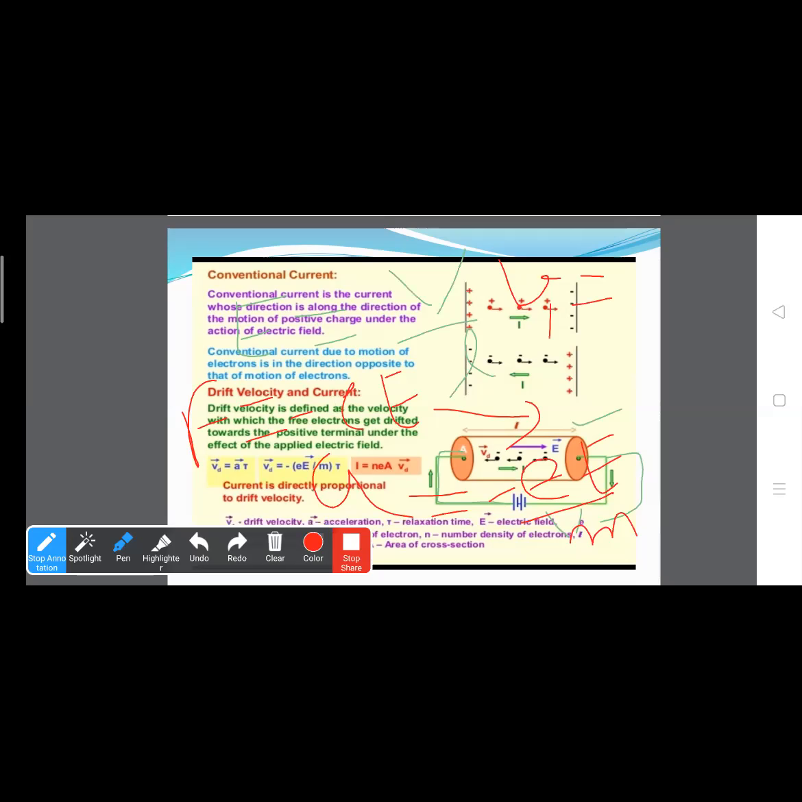So we can write v1 equal to u1 plus a t1, where t is the time elapsed, which is called relaxation time. So what is relaxation time? Relaxation time is the time between two successive collisions. Similarly, for the other electrons, we can write v2 equal to u2 plus a t2, v3 equal to u3 plus a t3, and vn equal to un plus a tn, right?